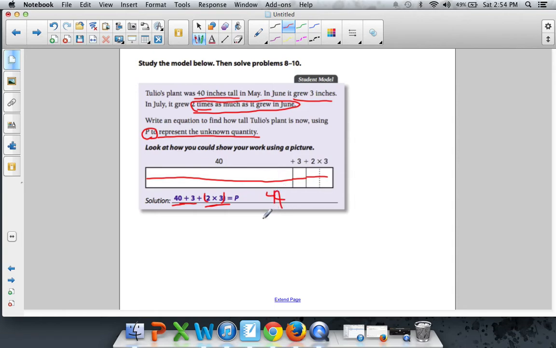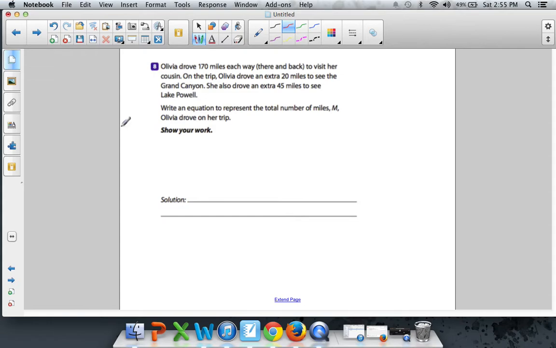But here's the thing. If you didn't write this, if you only wrote 49 because you think you're a genius and you did it all in your head, that's actually bad. You know why? Because they told you to write an equation. And if they tell you to do that, you have to. Okay? You have to write an equation if they say so. So now that we've looked at that, let's solve some problems that don't have the answers in them.